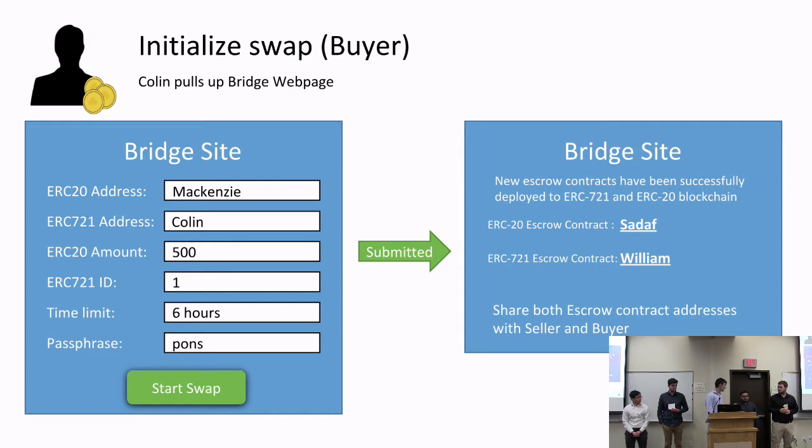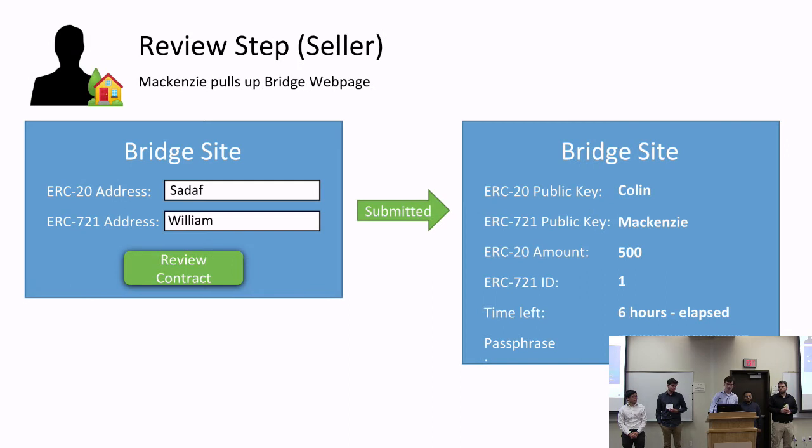Okay, so we have one escrow here, one escrow here. Both on separate networks, they can no longer talk to each other. Their only point of contact is the bridge. So now, Colin's gone through our system. He's created these escrow contracts.